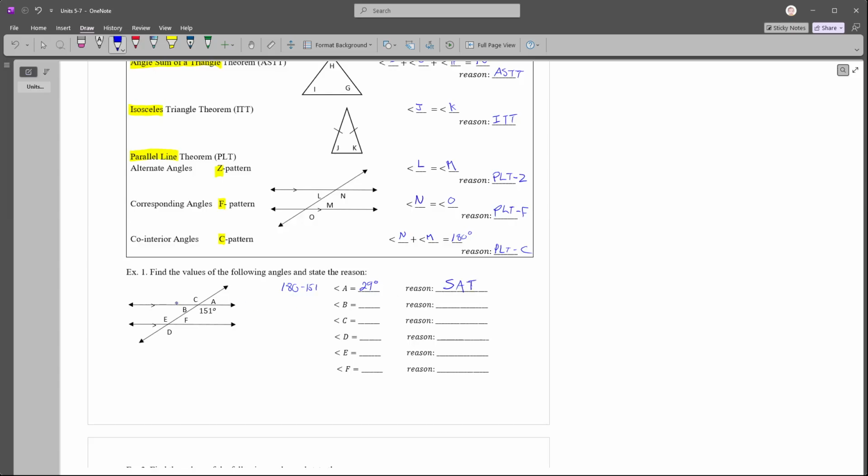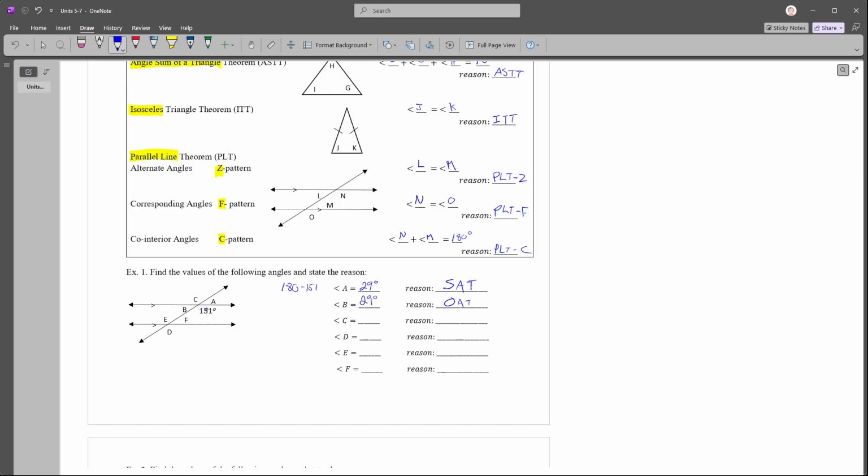Okay, let's go to B. We look at B, we see two intersecting lines, so that means that A and B are opposite sides of each other. That's the opposite angle theorem. So angle B is exactly equal to angle A, which is also 29 degrees. This is the opposite angle theorem.